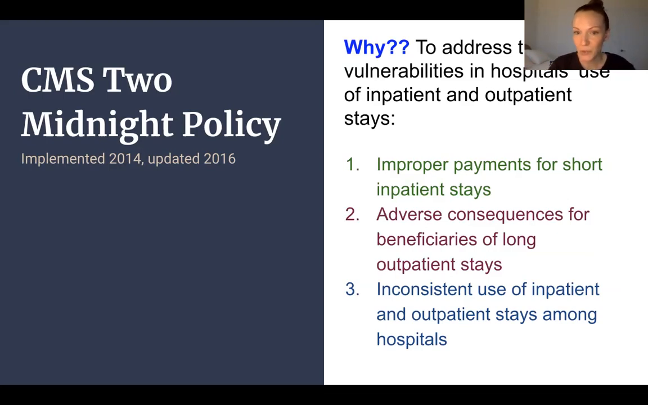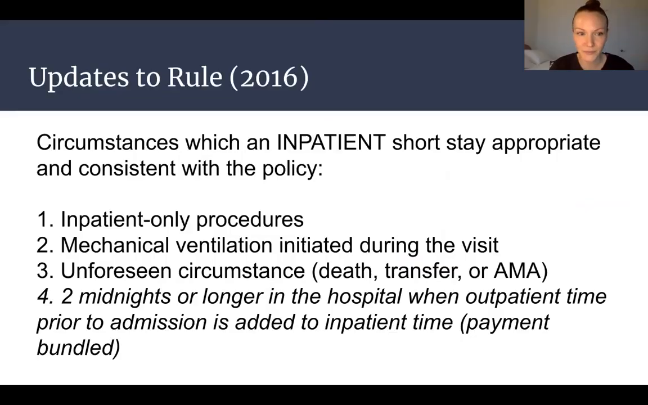So what did this rule do? So it decreased the amount of improper payments for short stays. And then, I'll talk a little bit about the second point. If patients are in observation inappropriately and they should have been admitted, then the patient might end up with a higher bill. So the goal of this was also to decrease that. And also the goal was to just streamline this across the board to make sure that all the hospitals are kind of following the same rules and doing the same thing so that they could standardize the process a little bit more.